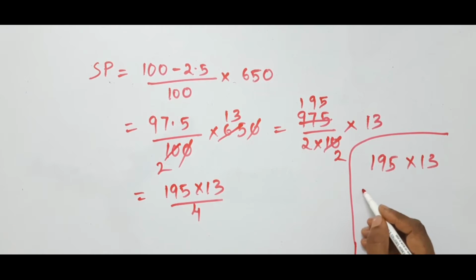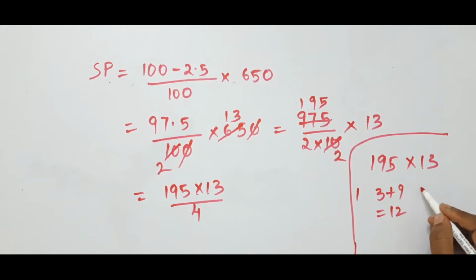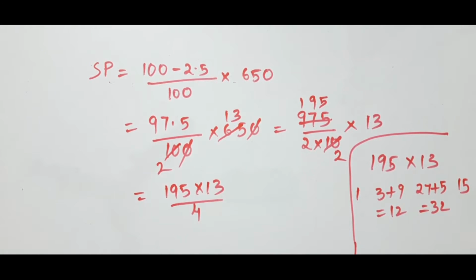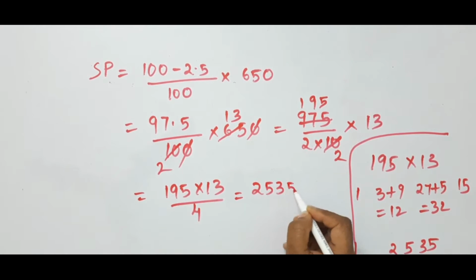Here it has 3 numbers, here 2 numbers. The pattern will be 1 2 2 1. So 1 into 1 is 1, 3 into 1 is 3, 9 into 1 is 9. So this is equal to 12, and 3 into 9 is 27, 1 into 5 is 5. So this is equal to 32, and 5 into 3 is 15. So the final answer will be 5. Bring this 1 here, this becomes 3. Bring this 3 here, this becomes 5. Bring this 1 here, this becomes 2. So this is equal to 2535 by 4.